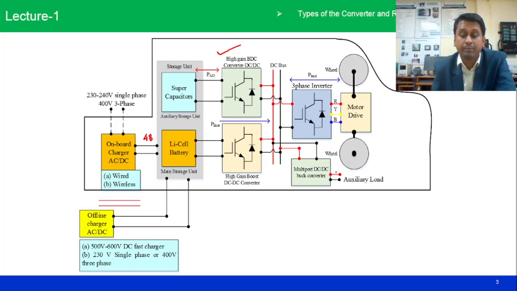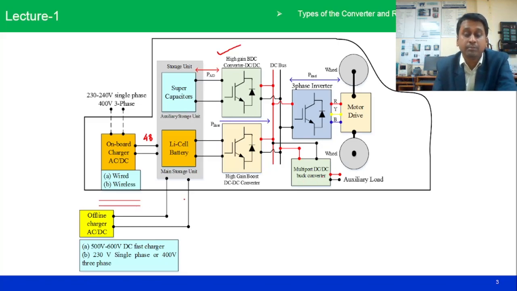And it is of multi-port type, because a multi-port type is required as there may be any number of lighting systems, or maybe a large number of music systems. So for that, different kinds of outputs are required. For that reason, multi-port DC to DC converters are required.